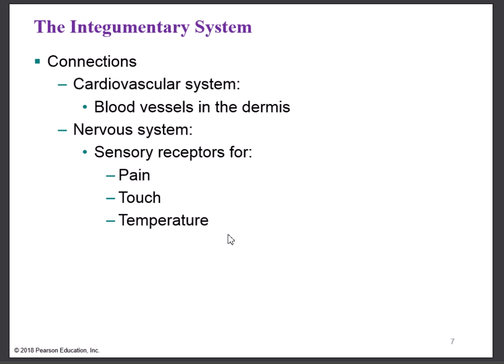The other system that is important as far as being connected to the integument is the nervous system. We have receptors in our integument for pain, touch, and, though I didn't put it here, pressure, vibration, hot, cold. I put temperature. All throughout the integument, we have these receptors that are going to send information to the nervous system to interpret the changes that are taking place all about our skin.